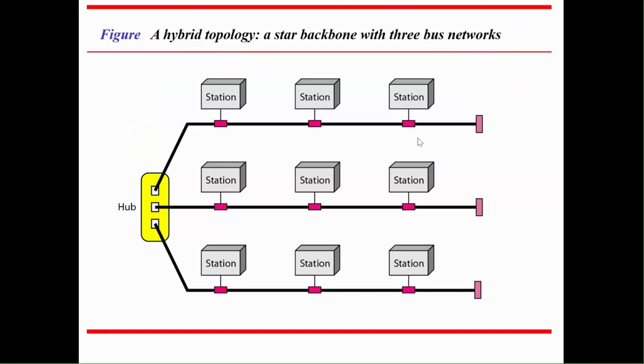Yes, it is official, of course. We use that a lot in networking. So a hybrid topology, as you could see, in this case I have a star backbone with 3 bus networks. This is a typical exam question. I tell you, draw a star backbone with 3 bus networks. This is a good example.